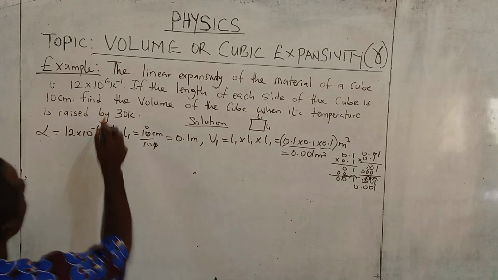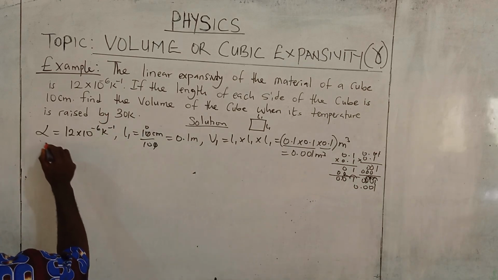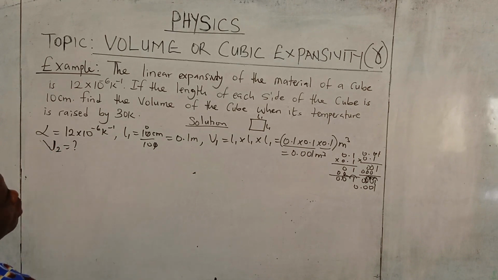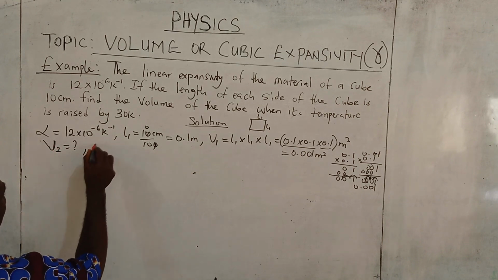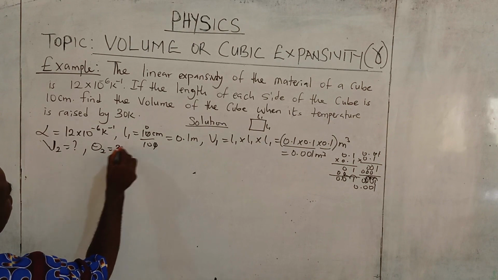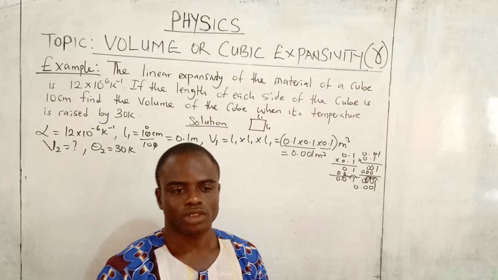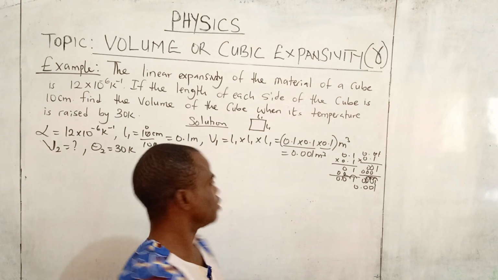Next, find the volume V2. What are we looking for? Temperature theta 2 is 30 Kelvin. Since you are only given one temperature, theta 1 is 0 Kelvin.